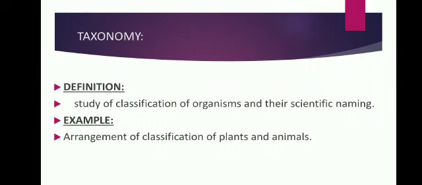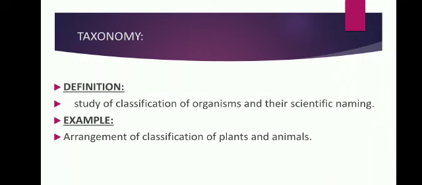The next branch is taxonomy. The word taxo comes from the word taxis, and taxis means arrangement, and the word nomi comes from the word nomos, and nomos means law. So this branch deals with the classification or grouping of organisms into groups and subgroups on the basis of similarities and differences, and gives them scientific names.